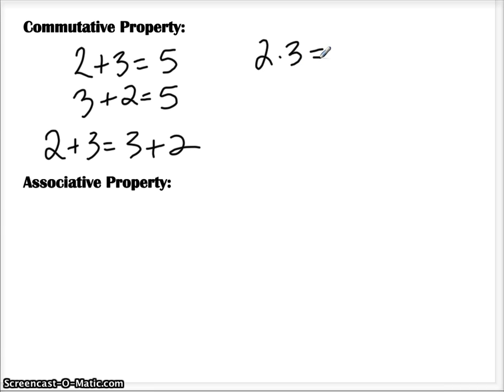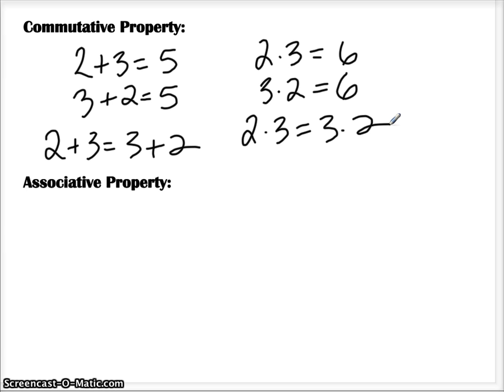If we do 2 times 3, that is 6. If you do 3 times 2, that is also 6. So 2 times 3 equals 3 times 2. Commutative, you can switch the order. Okay? Associative is how you associate things.